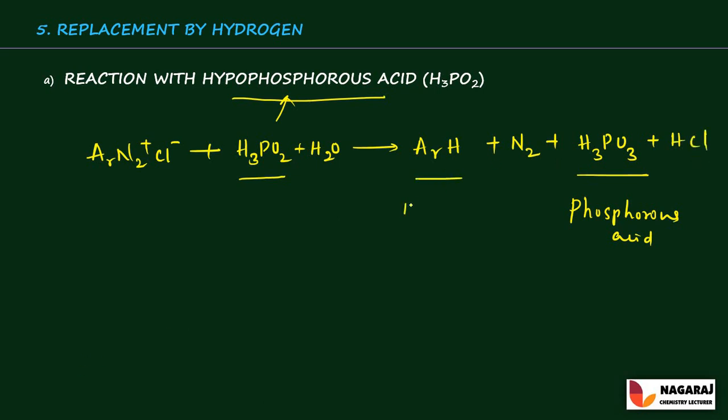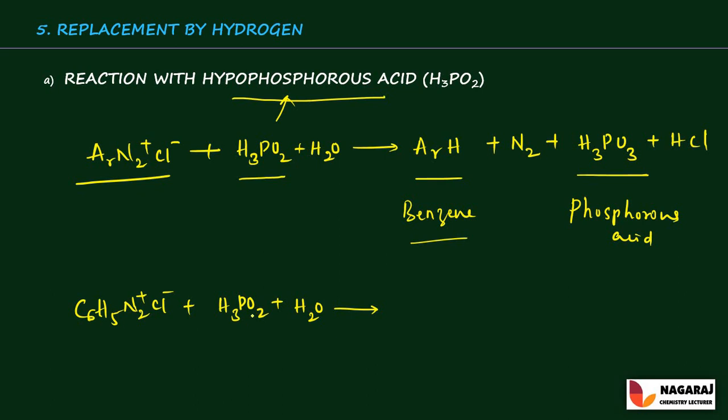The main product is benzene: aryl diazonium salts are converted into benzene by treating with hypophosphorus acid. For example, C6H5N2+Cl- reacts with H3PO2. This H3PO2 undergoes oxidation, that is addition of oxygen takes place, and that oxygen is released from the water molecules. So it gives C6H5 plus one hydrogen, that is C6H6, plus N2 gas, plus Cl combines with hydrogen to give HCl, plus H3PO2 combines with oxygen, that is the oxidation of hypophosphorus acid, giving H3PO3, phosphorus acid.